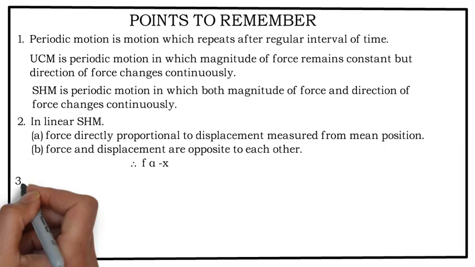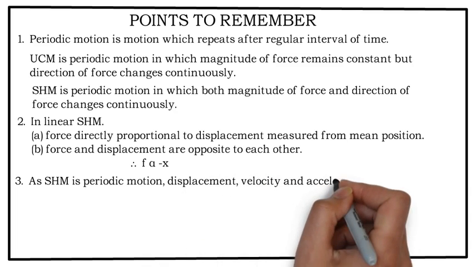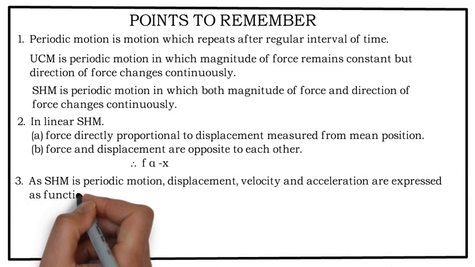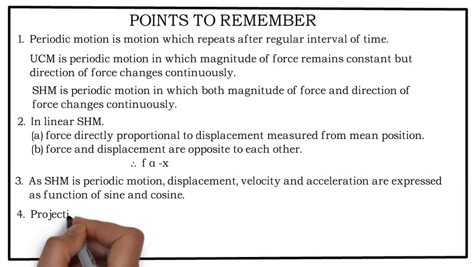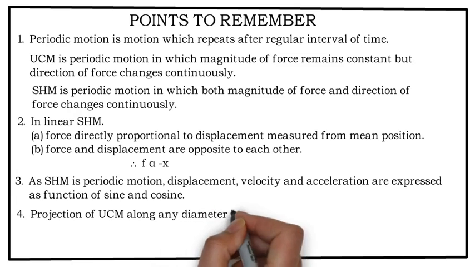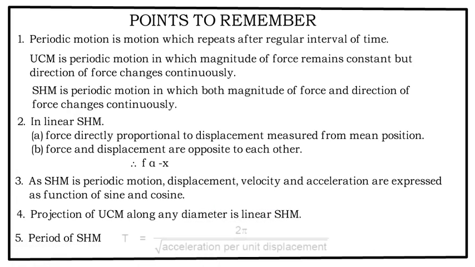Point number 3. As SHM is periodic motion, displacement, velocity and acceleration are expressed as function of sine and cosine. Point number 4. Projection of UCM along any diameter is linear SHM. Point number 5. Period of SHM, that is T, is equal to 2 pi upon square root of acceleration per unit displacement.